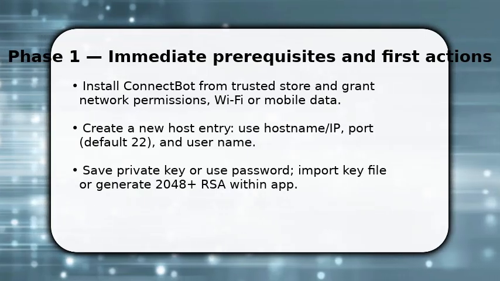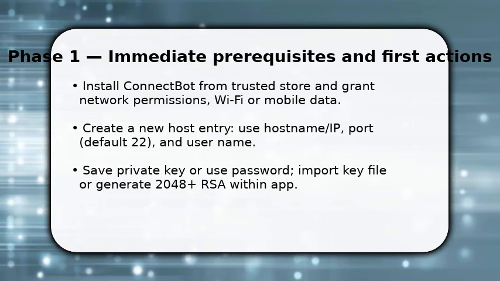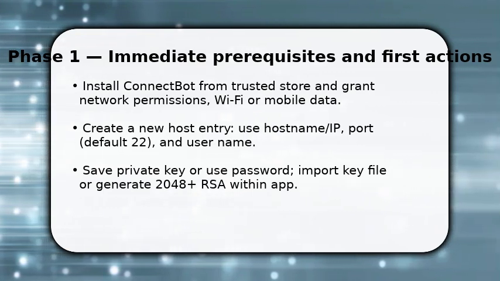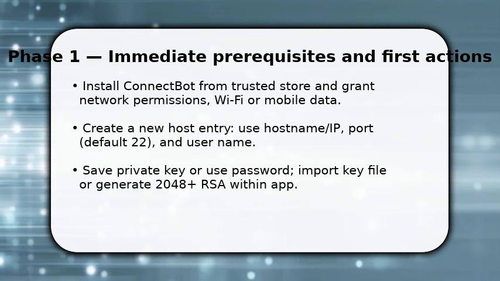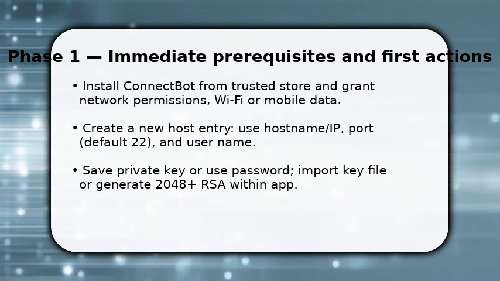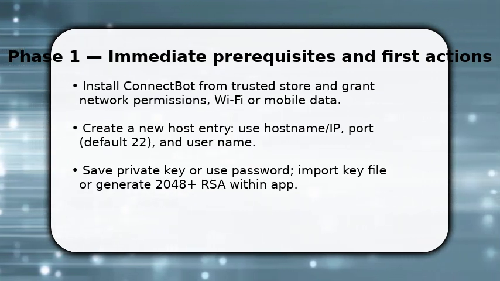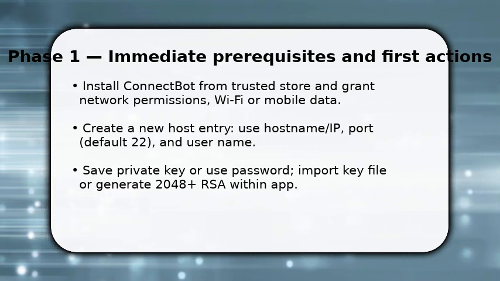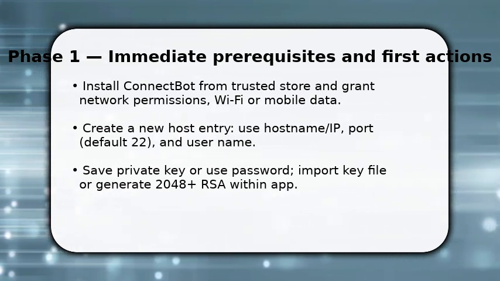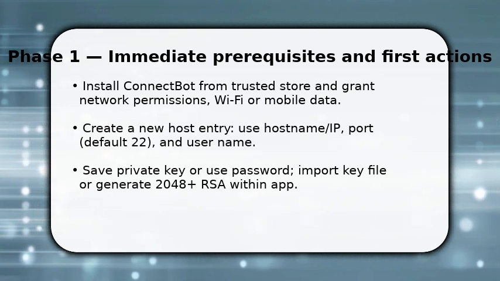You begin by opening ConnectBot and adding a host. Enter the host name or IP and port, then your username. Once done, choose Authentication. Import a private key or opt for password login and save that host. Make sure network access is allowed in settings, and if you use keys, set a strong passphrase.